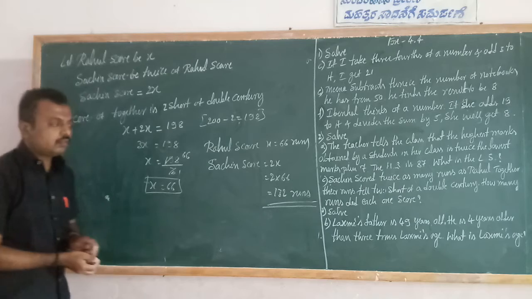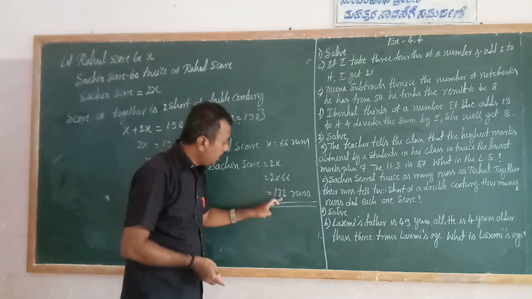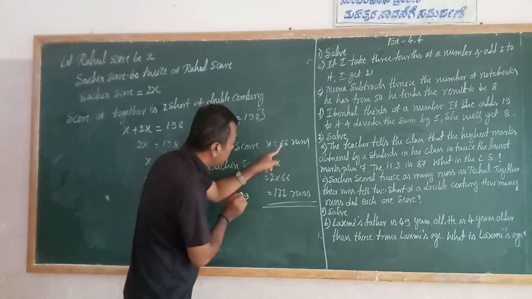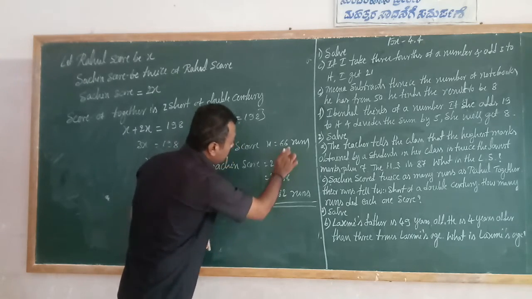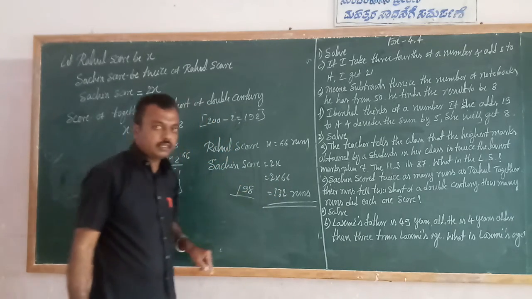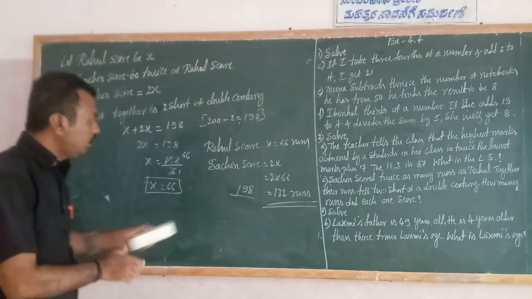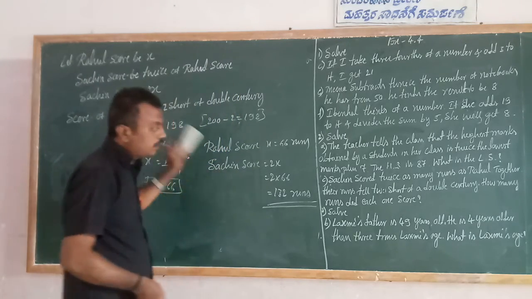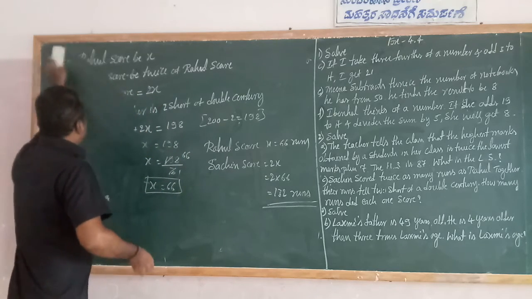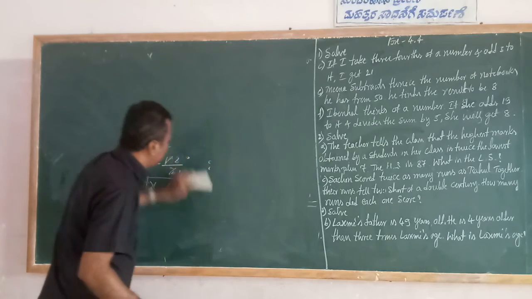Correct students? If you add these two numbers we will get 198. 6 plus 2 is 8, 6 plus 3 is 9, and 1 as it is, 198. Is it right? So Rahul's score is 66 and Sachin's score is 132. Understand students? Like this you have to solve it. Now I will move on to the last question. In the third exercise I will show only one question. The remaining two questions you have to solve at home.